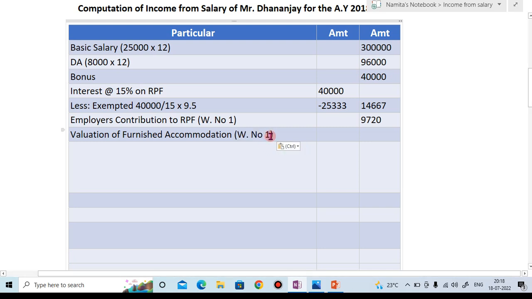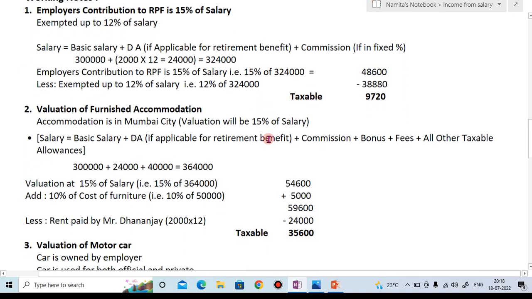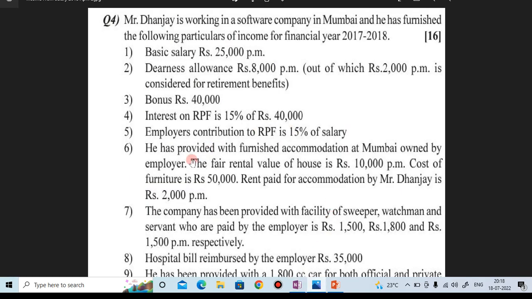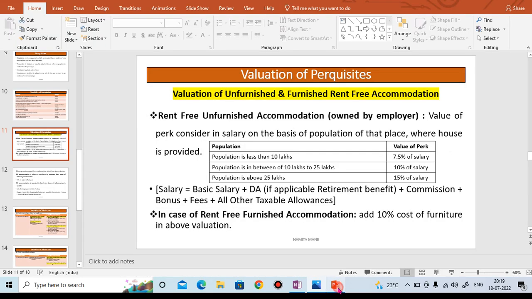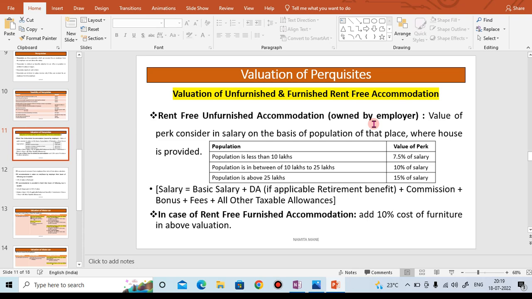Write working note number 2. Okay, now show this valuation of furnished accommodation in working note number 2. Now read the question properly. He has been provided with furnished accommodation. That means this accommodation is furnished accommodation. Now as per this, see, in case of rent-free furnished accommodation, it is owned by the employer. The furnished accommodation is in Mumbai, owned by whom? By the employer. Okay, first condition is satisfied.